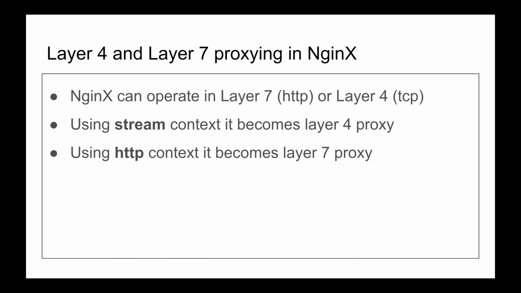However, at layer 7 you have way more. This is an application. If this is the HTTP protocol, you have access to the headers, you have access to the body, you know if it's a GET request or a POST request, right? If you're watching at that layer. And Nginx can play on both layers.